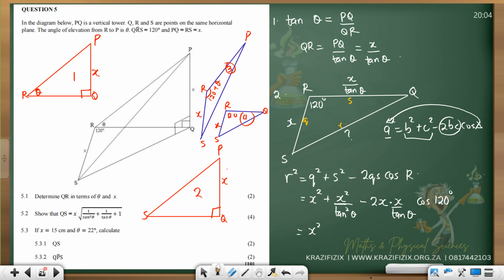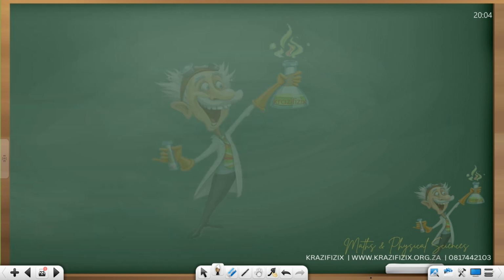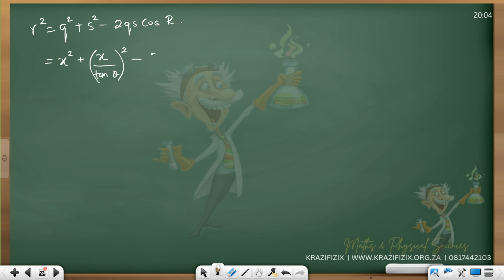Please, algebra. Can I move to the next page? I need to do this carefully. Sorry, I'll rewrite it with you. Q squared plus s squared. I'll rewrite it so that we can quickly get this done. I'm taking just 2 minutes extra. This is what? X squared. X over tan theta. Let me do it like this. 2x. X over tan theta. Cos what? 120. Now let's simplify this together.